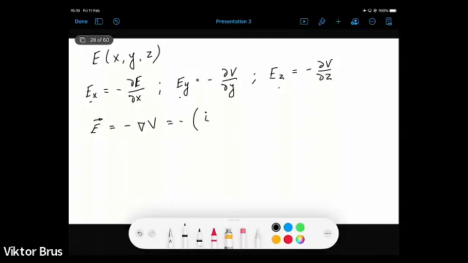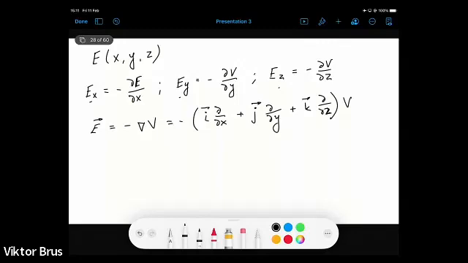So here we have i, the unit vector which defines direction along axis x, times d over dx, plus j, the unit vector which defines direction along axis y, times d over dy, and k, the unit vector, times d over dz. And here we have V, which is a function of potential distribution in space. So the electric field vector is actually the negative gradient of the potential distribution.